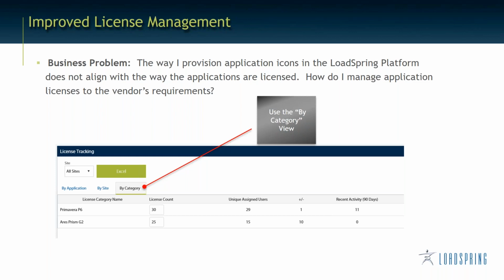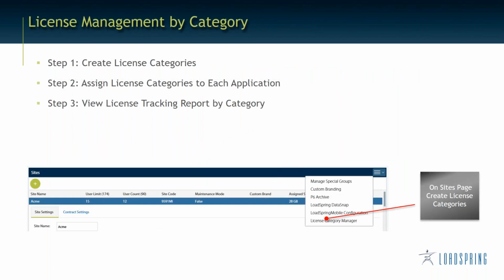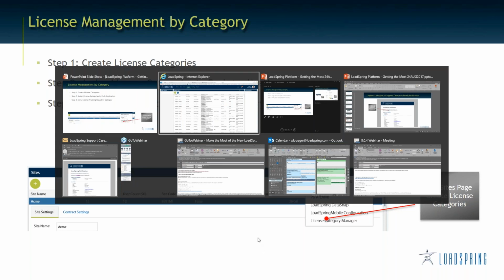And what I'll do is walk through the steps to execute this within your cloud. It's a 3-step process. Step 1 is first you need to create your license categories. Step 2 is then to assign those categories to each application. Step 3 is viewing the report. And so I'll walk you through each of those steps. You'll see the license category manager is actually reached through the Sites menu. And here's what it looks like.